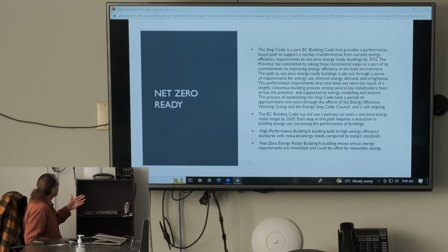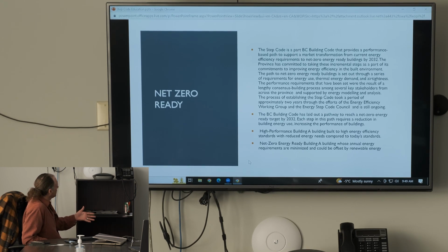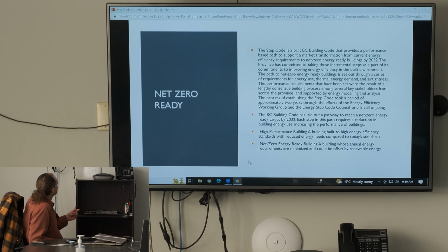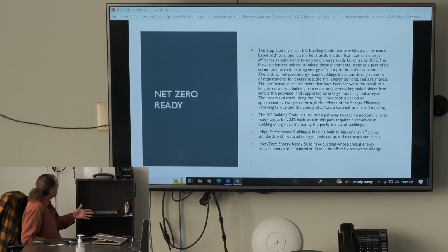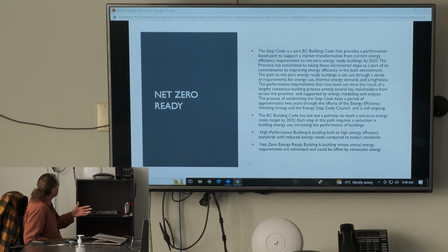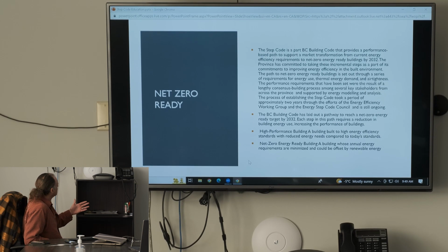Province is committed to taking these incremental steps as part of its commitments to improving energy efficiency in the built environment. The path to net zero ready is set out through a series of requirements for energy use, thermal energy demand, and air tightness. Performance requirements that have been set were the result of lengthy consensus among several key stakeholders from across the province and supported by energy modeling and analysis.